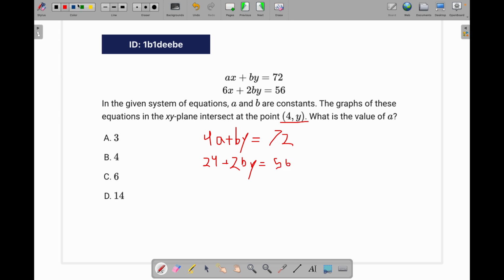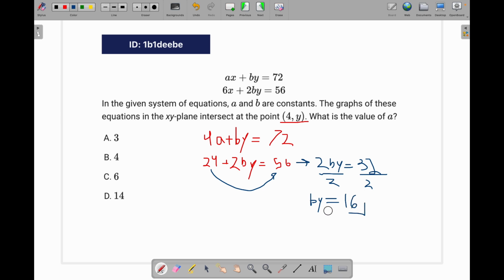What we can do is move this 24 to the other side by subtracting it from 56. Then we can simplify this to 2by equals 32. And just by doing this, we can solve for by. Divide each side by 2, and you'll see by is equal to 16. So we're easily able to figure out by doing this.